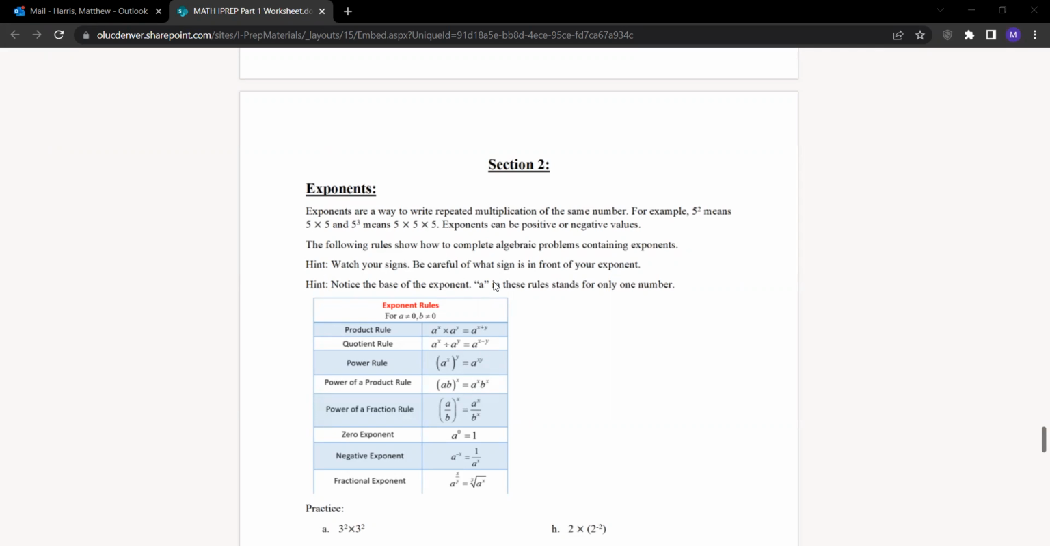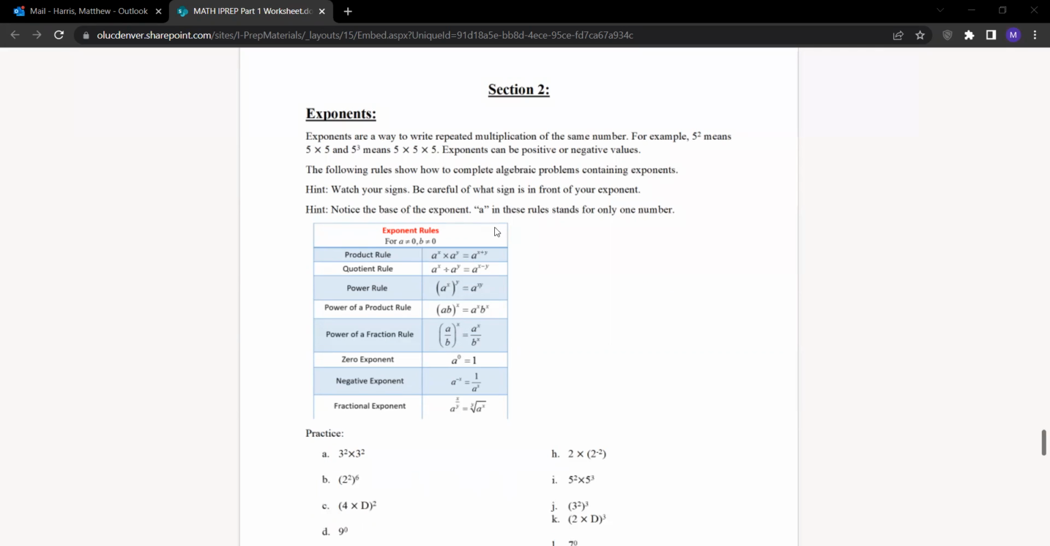All right, so just a refresher, here are our rules. Exponents are a way to write repeated multiplication of the same number. For example, 5 to the 2 means 5 times 5. 5 to the 3 means 5 times 5 times 5. Exponents can be negative or positive values. The following rules show how to complete algebraic problems containing exponents.